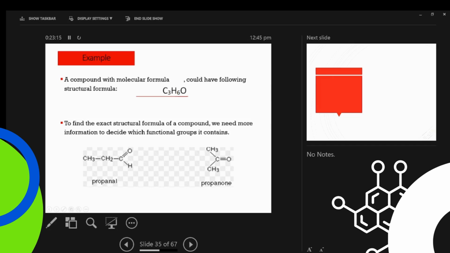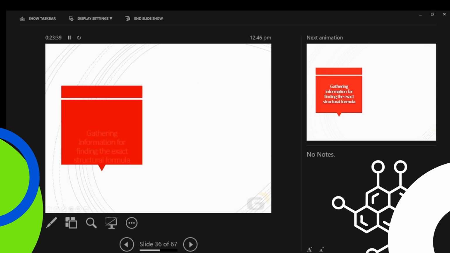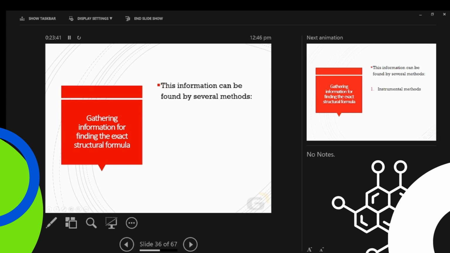Now there are two. One is the aldehydic group, this one, and the other one is the ketonic group, in which the carbonyl group is accompanied by an R group on both sides. While in the aldehyde group, one side has hydrogen while the other side has the R group. So this one is the R group. So let's gather the information.